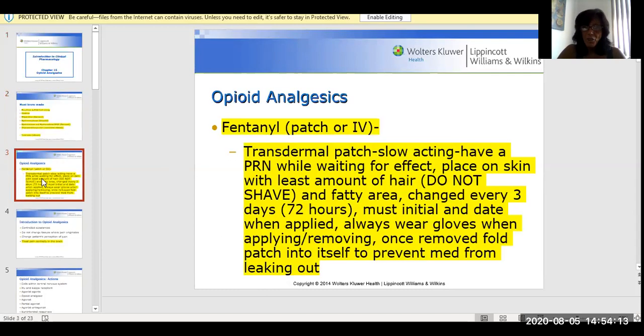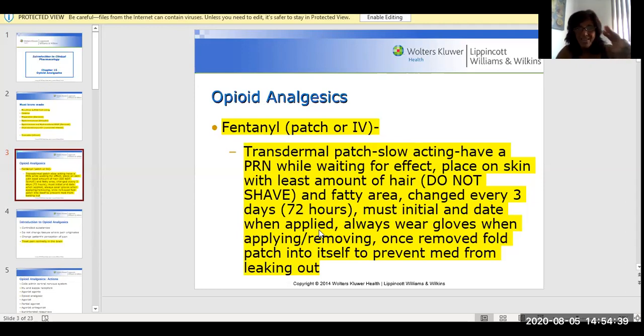And then the next page, I talk about, like, fentanyl is the one oddball. Why? Well, I'm talking about the patch. And I give you right here, highlighted in yellow, what you need to know. It's slow acting. Make sure you have a PRN while you're waiting. Place on skin with the least amount of hair. Don't shave the hair. Put it on a fatty area. Change every 3 days. Initial and date.